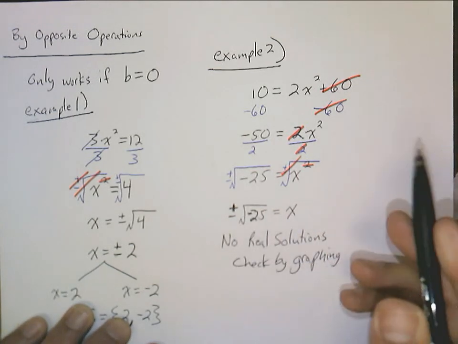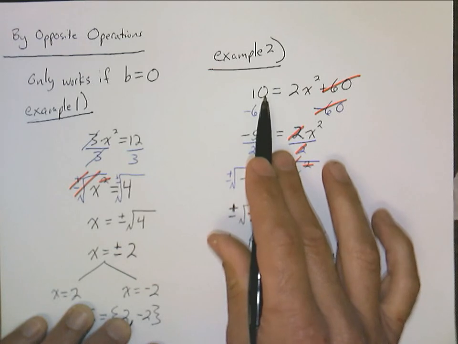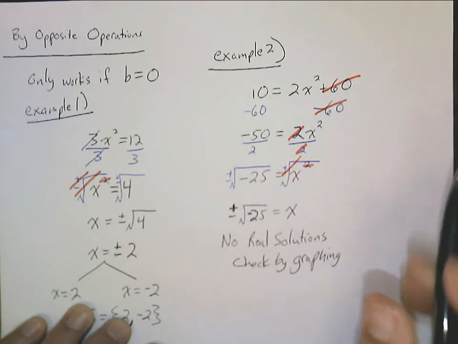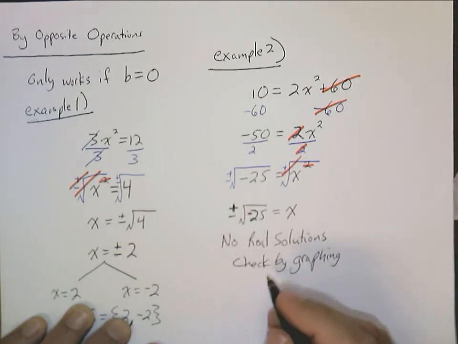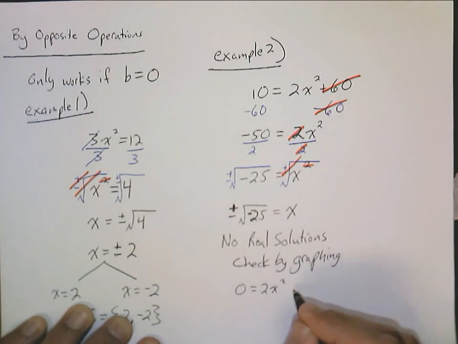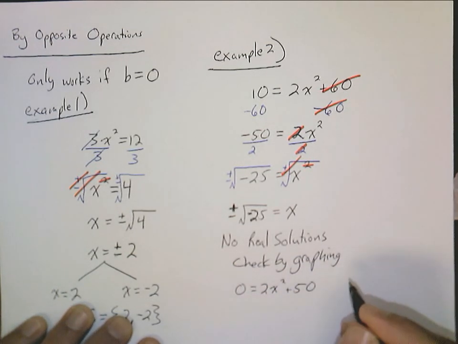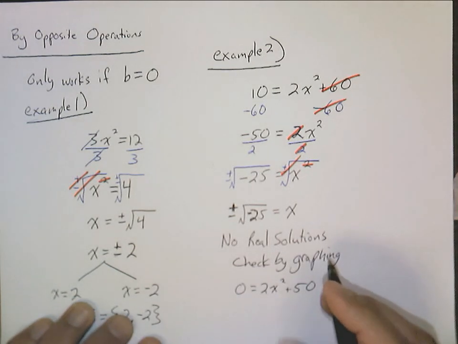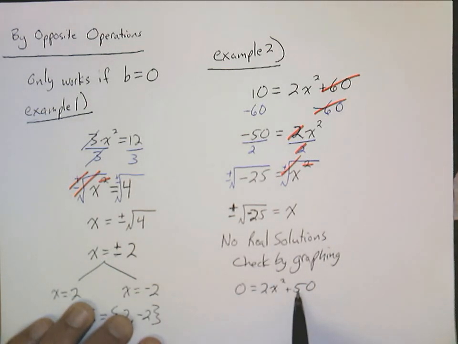So if we were to check this by graphing, we do need 0 on one side. So we subtract 10 from both sides and we just have 0 is equal to 2x squared plus 50. And without even graphing it, we can see the y-intercept is 50, way above the x-axis, and it's opening up. So if we were to graph y equals 2x squared plus 50, it's opening up and the vertex is way above the x-axis.